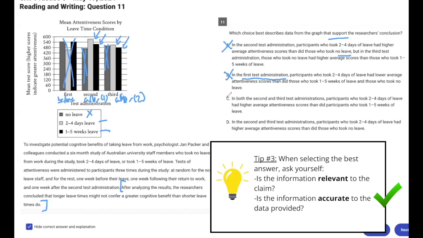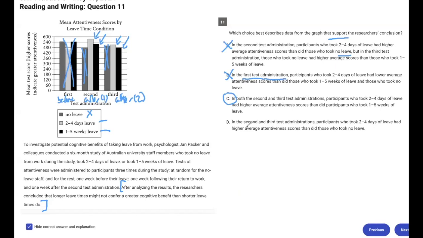Check, check. So this does look to be correct, but we want to double check, just go over choice D quickly. In the second and third test administrations, participants who took 2 to 4 days of leave had higher average attentiveness scores than did those who took no leave. Again, we're comparing the wrong group, just like choice A did. This is wrong. Leaving choice C as the best answer.